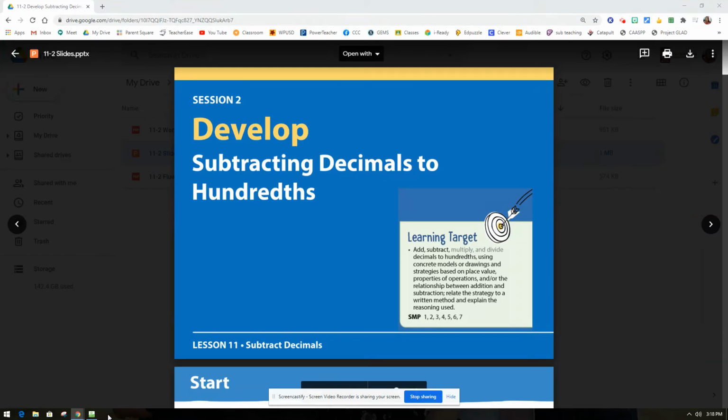Hi, welcome to Lesson 11, Session 2. Today we will be developing our strategies to subtract decimals to the hundredth.